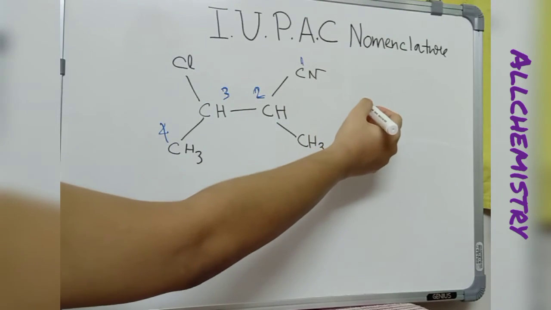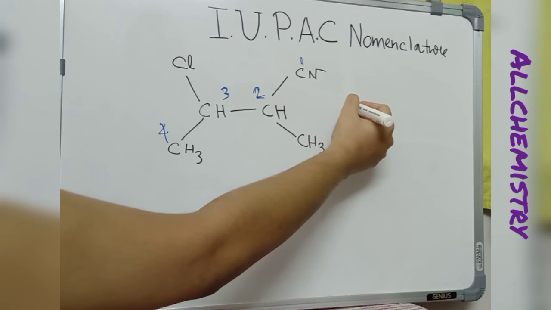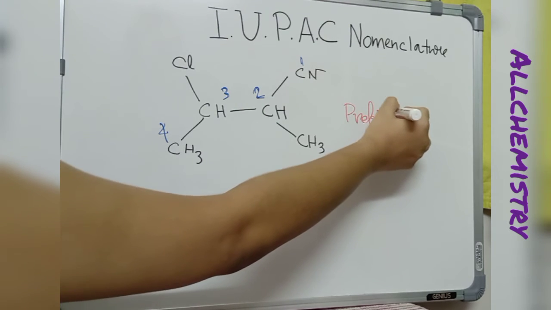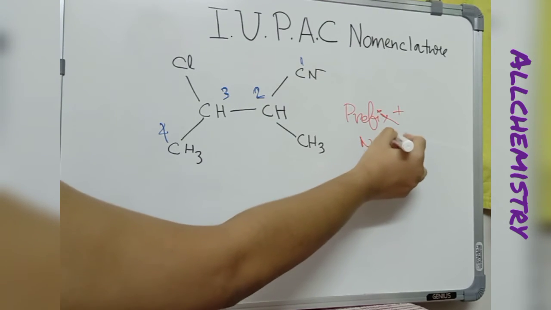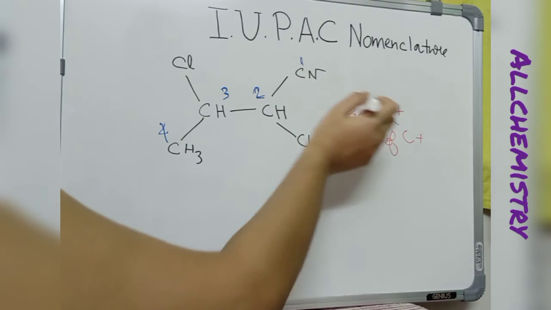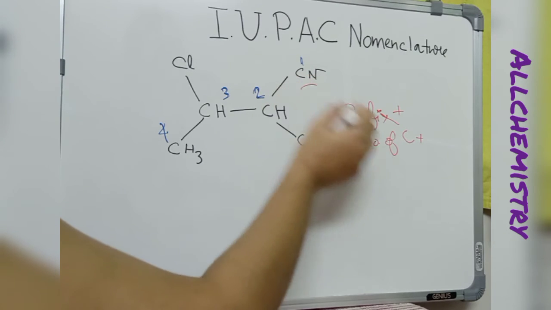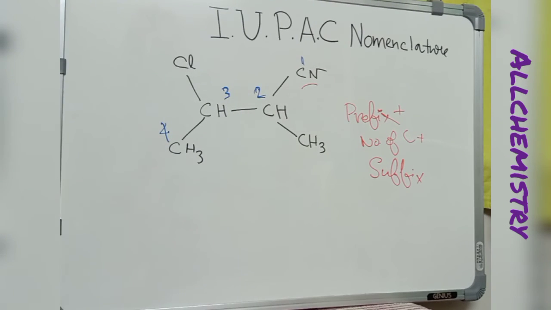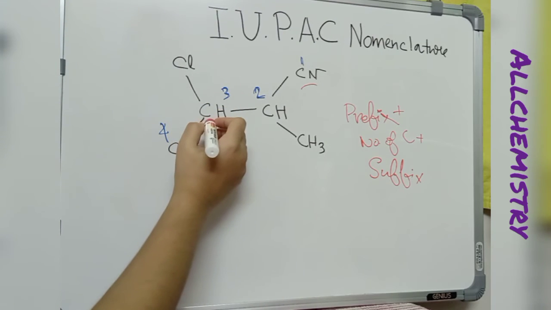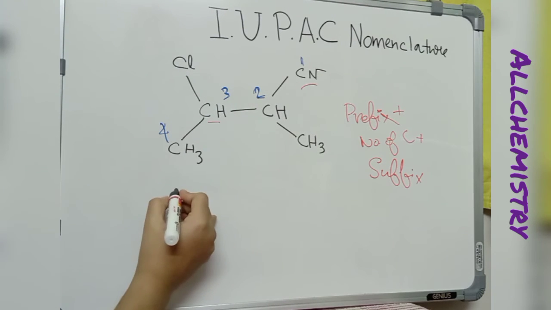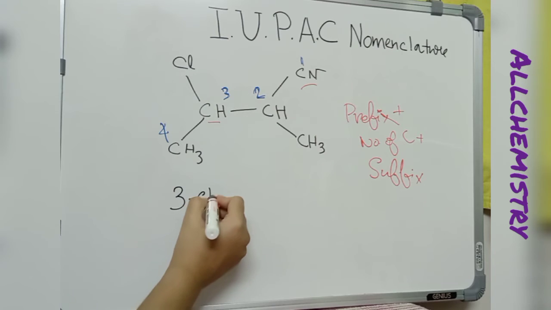we have to write the prefix of the substituent first. We have to write the prefix, then the number of carbons, meaning meth, eth, prop, but, these things. Then we have to write the suffix of that priority group. Okay, so this is the rule. So take the prefix of chlorine, as this is the second priority group. So we will write with numbering 3-chloro.